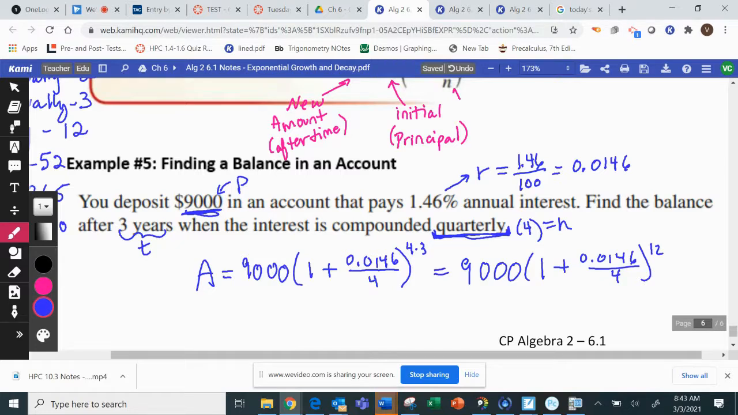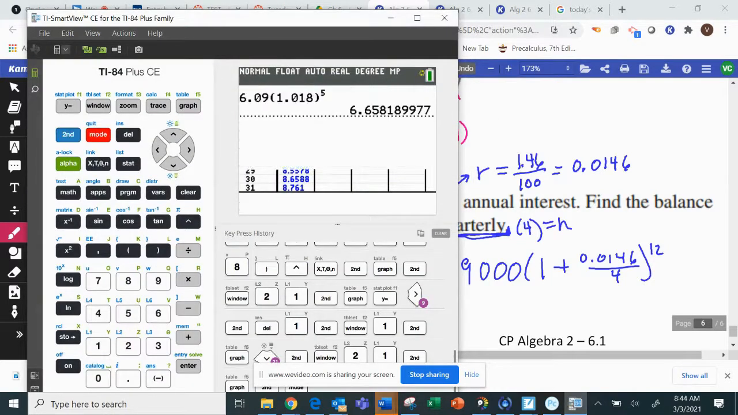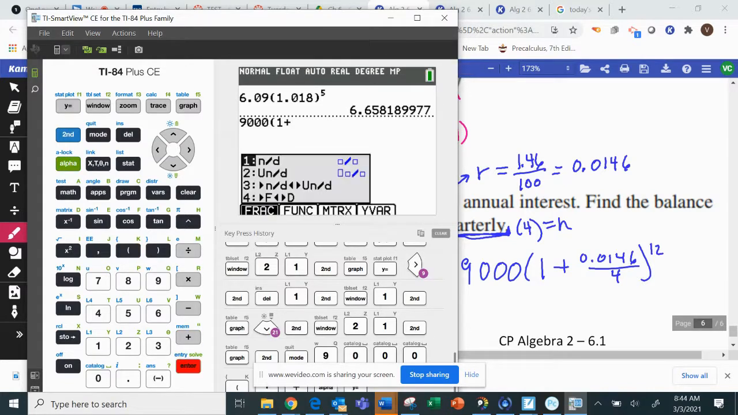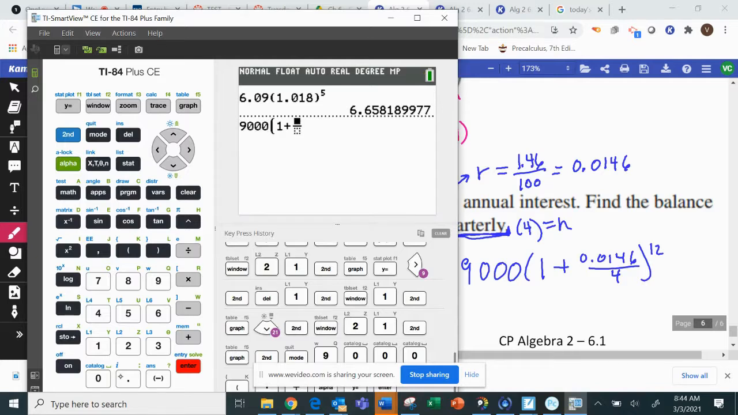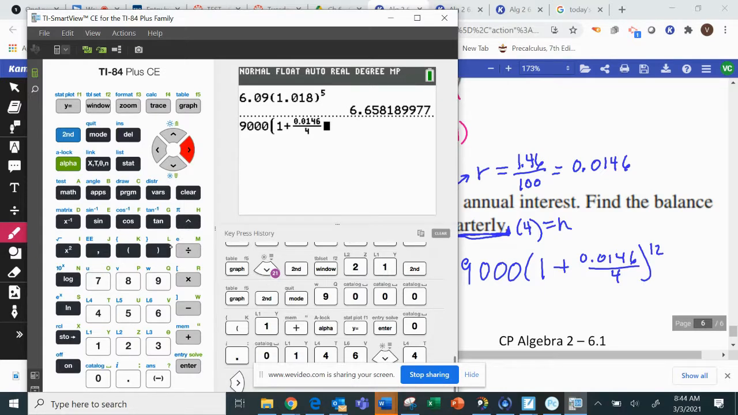Okay. So I'm going to type that into my calculator. If you have the new calculators, remember you have a way of making fractions easily. So I'm going to do 9,000, parenthesis, 1 plus alpha y equals enter. And then I can type it in as a fraction. If you can't type it in as a fraction, I will also write it a second time on here. I'll type it a second time, pretending I have the older calculator.